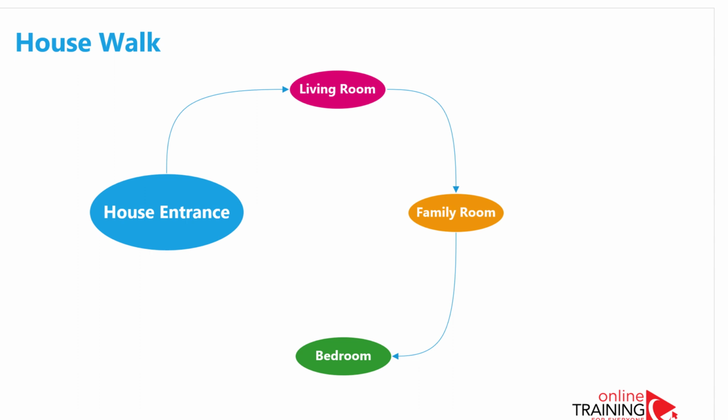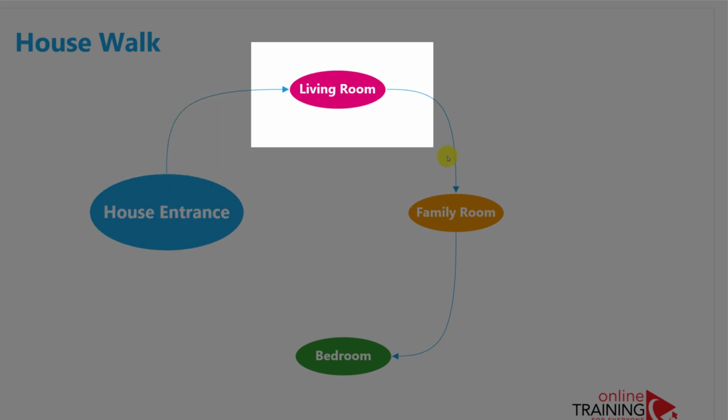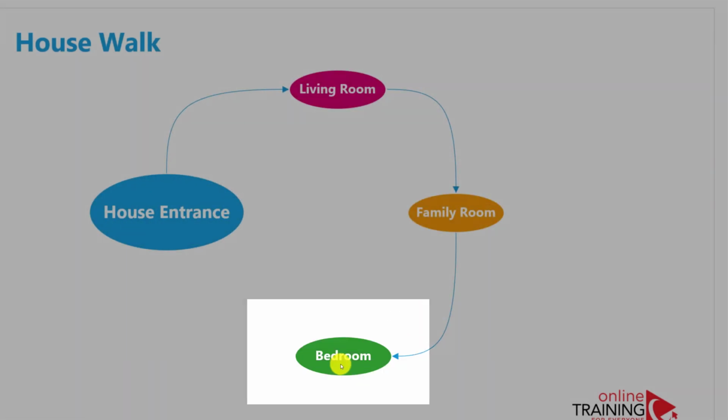Everybody lives somewhere, and wherever you live, you might have a house entrance, living room, family room, or bedroom, or some variations of those. First, you build a path of how you're going to walk through the house. You enter through the entrance, then you go to the living room, then you go to the family room, and then you go to the bedroom.